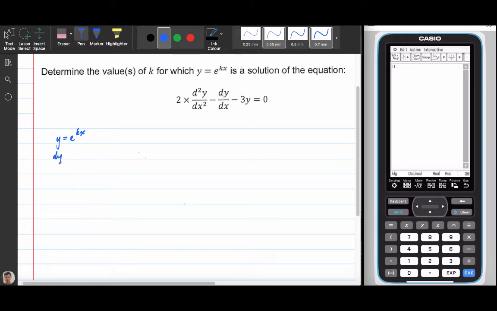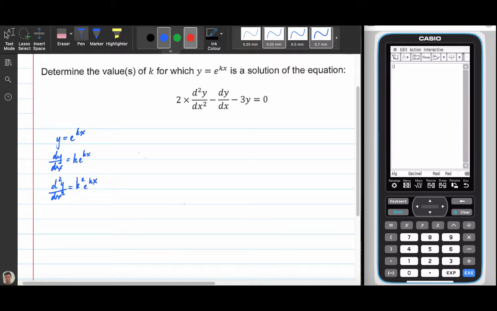So we have dy dx is equal to, now we just bring the k down, it's like a chain rule, k e to the kx. Now, if you're watching this video, guys, I'm going to be assuming that you understand the basic principles of differentiation of these exponential equations. So I'm then going to find the second derivative. So I'm going to take the derivative of this one. So I have my d squared y over dx squared, and that's going to be equal to k squared e to the kx.